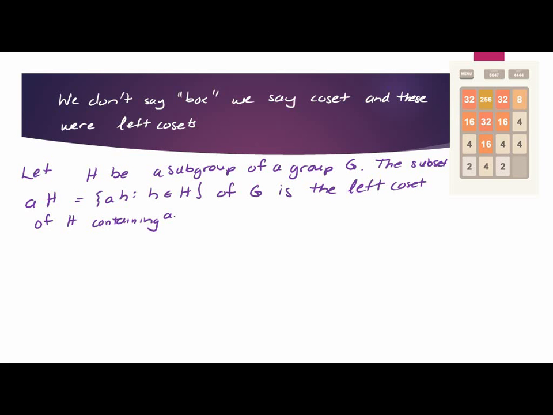But we don't say box. We say coset. And those things were called left cosets. So I'm going to give you the formal definition, and this is in Fraleigh. Let H be a subgroup of G, and the subset aH is equal to ah, little ah, such that h belongs to H. And that's called the left coset of H containing a. Ha is the right coset, so you can also have right cosets.